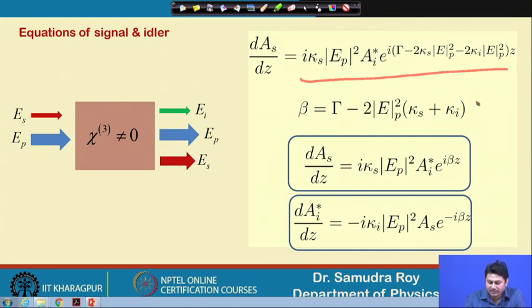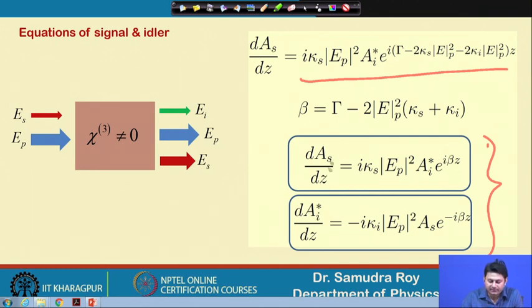So, beta is now another constant I want to introduce, so that I can reduce this part. So, if I reduce this, all things are constant because E p I consider constant, it is a strong field. So, E p is considered constant. When I put this, we have a rather compact form for A s. If you calculate the compact form of A s, in a similar way you can calculate the compact form of A I also. A s and A I are the fields corresponding to frequency omega s and omega I.